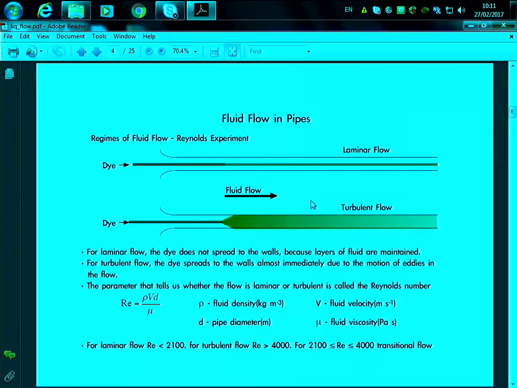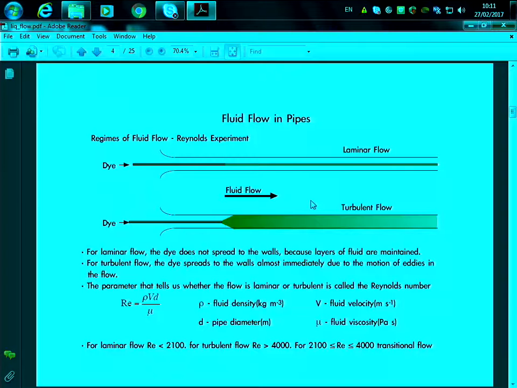In a turbulent flow, we basically have a lot of mixture as well in the y and x direction, so movement in the y direction and in the x direction, and therefore if we were injecting a dye, it will immediately disperse throughout the whole fluid and we'll see a complete change of color.